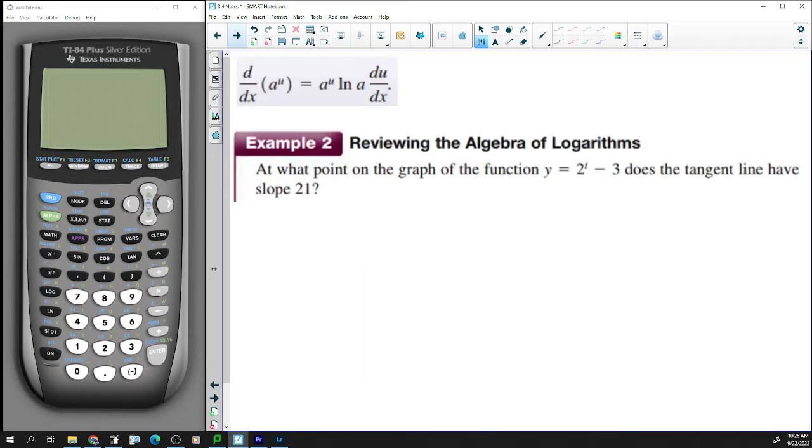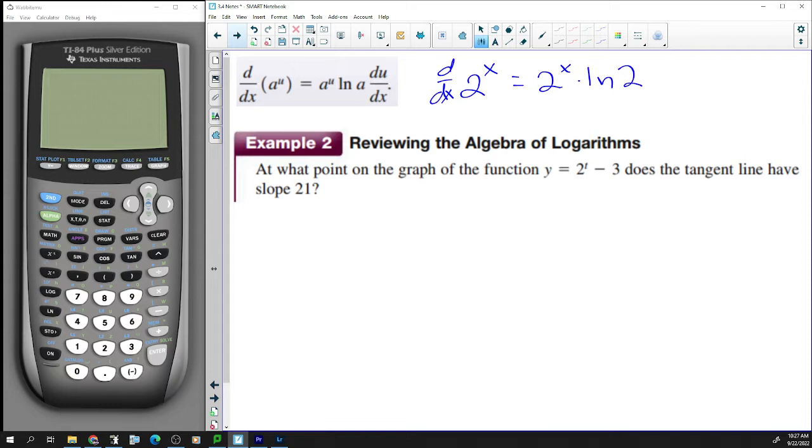The derivative of an exponential, that's what this says. The derivative of 2 to the x, so a to the u, is equal to 2 to the x times the natural log of 2. And I'm sure they have the development of it in the section, or if you want to see it developed, Google it. But that's the derivative of an exponential.